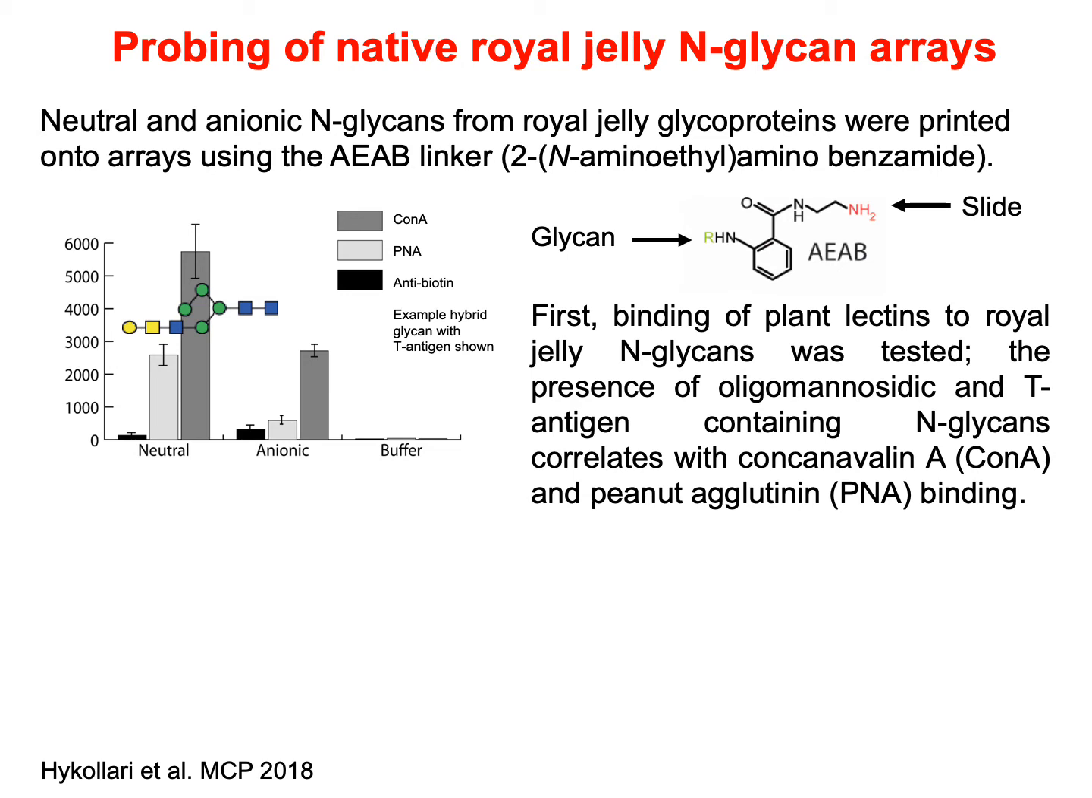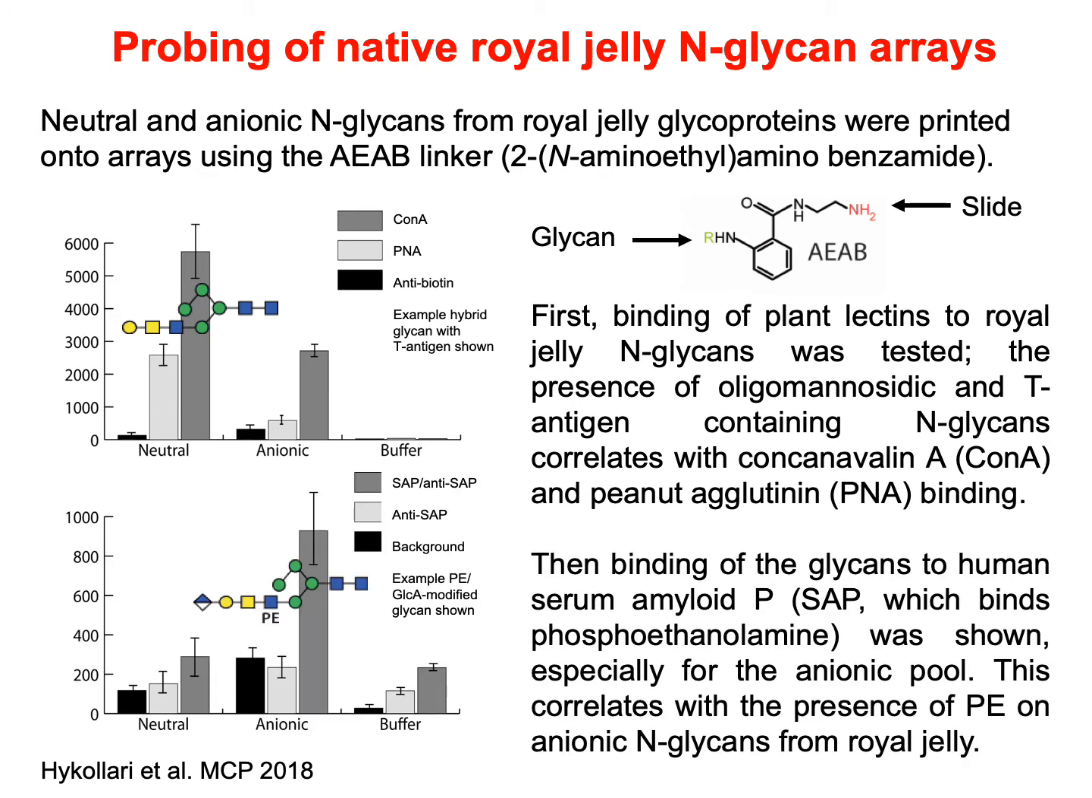And so you can consider a structure as shown here, that the mannose residues could bind the Con A, and the GalNAc modification, the PNA. Now, what about something which might bind zwitterions? So here we took SAP, which is known to bind phosphoethanolamine, and saw there's a nice binding to the anionic fraction. And this would correlate with glycans such as that one shown, with the PE residue and the glucuronic acid.